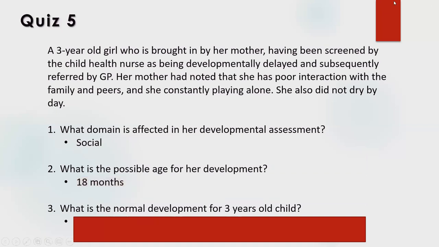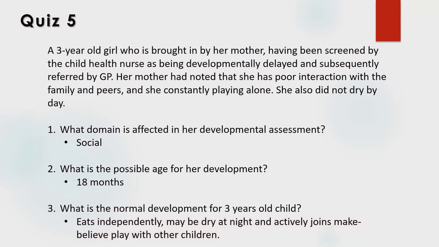Okay, so it's 18 months, because at this stage they constantly play alone. She is 3 years old, but she constantly plays alone, so this usually occurs at 18 months developmental age. Because she is also not dry by day, this suggests it is lower than 2 years old, since by 2 years old they are already dry by day. Last question: what is the normal social development for a 3-year-old child? They will eat independently, be dry at night, and actively join make-believe play with other children. Make-believe play is the same as pretend play.